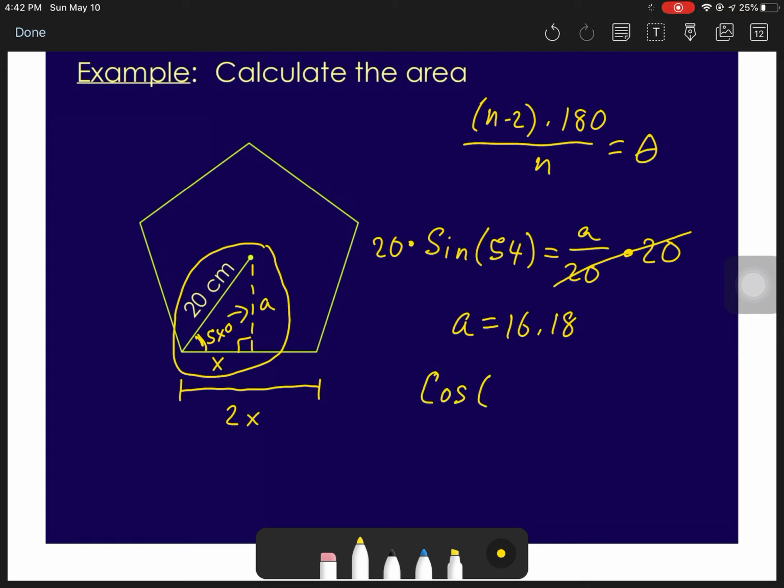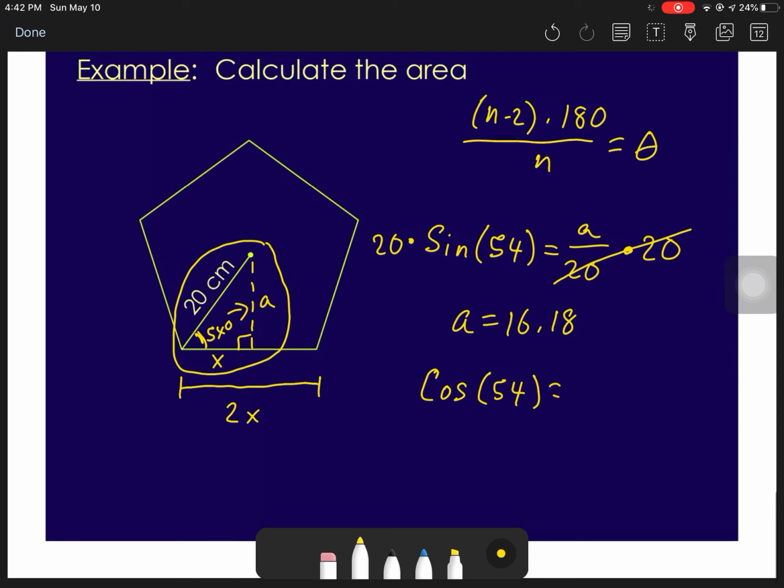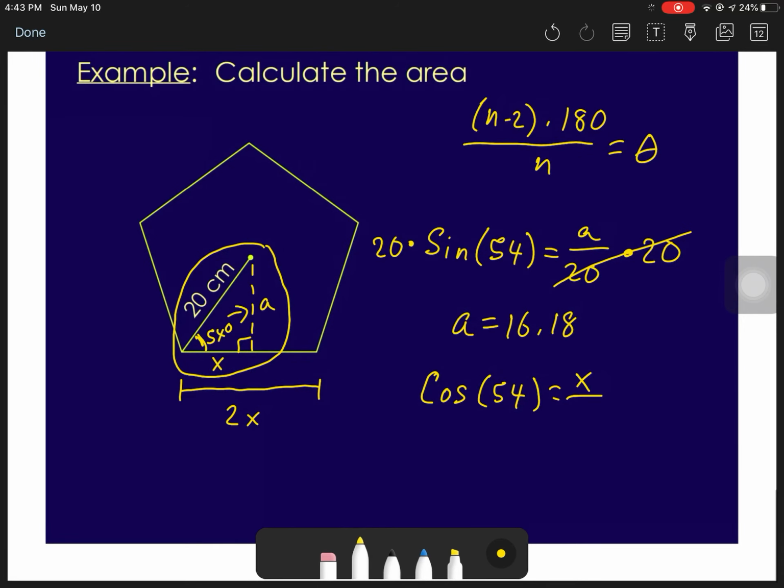Next thing that we need to do, we're going to do the same setup, but now we're going to use cosine. Cosine of 54 is equal to x over 20. My pen is going to die. I got to rush this a little bit. Okay, so because cosine is adjacent over hypotenuse, we'd still multiply by what's on the bottom. 20 times cosine of 54, and we get x equals 11.75, or 76 if we're rounding, excuse me.